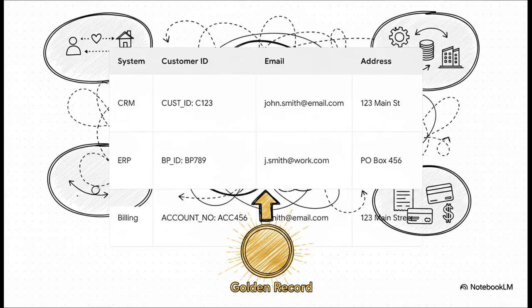Okay, so check this out. In this company, John Smith basically lives in three different worlds. Your CRM for sales has one customer ID and address. The ERP for finance, totally different ID, and it's got a PO box. And the billing system, of course, has yet another account number and a slightly different email. As you can see, there is no single source of truth here.